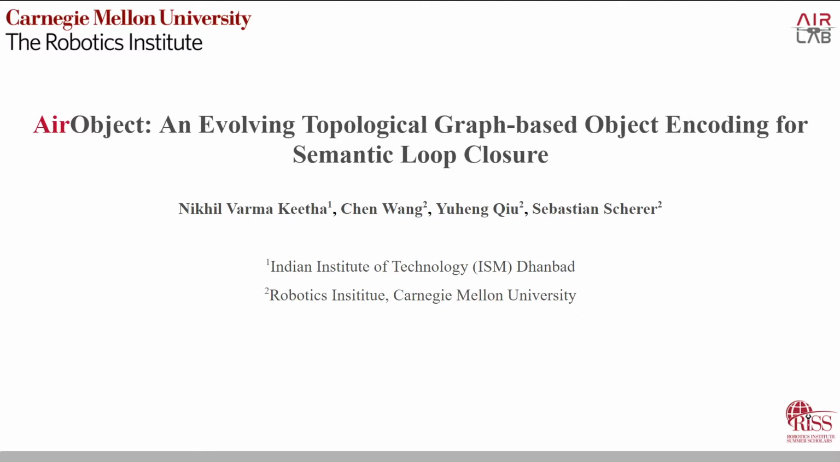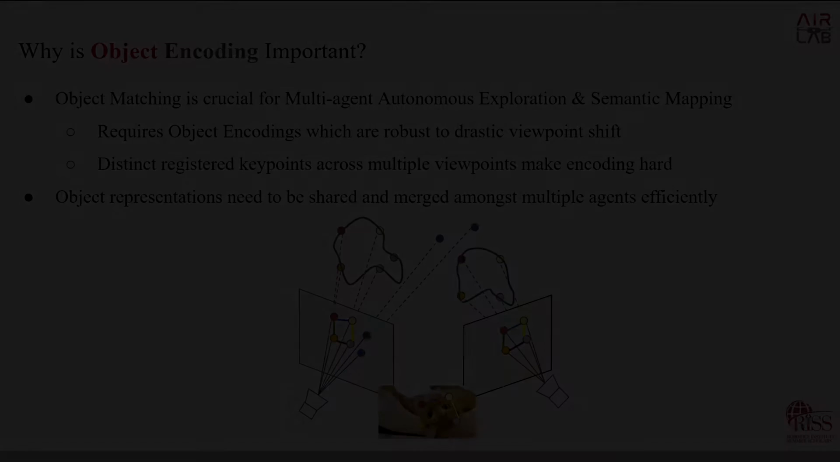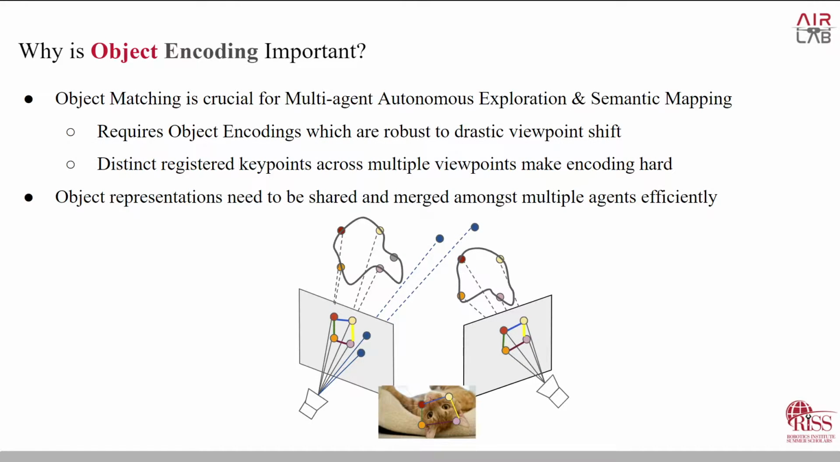This work was done in collaboration with Dr. Chen, Yuang, and Professor Sebastian. Well then, you might be wondering, why is object encoding and matching important? Object matching is crucial for multi-agent robotic tasks such as autonomous exploration and semantic mapping, with potential downstream applications in search and rescue, augmented reality, and many more.